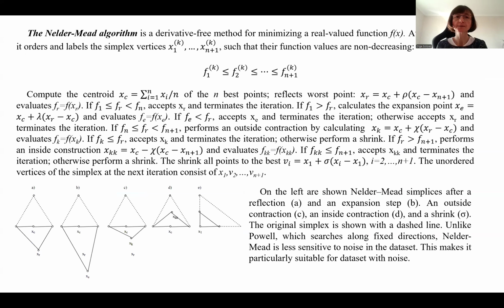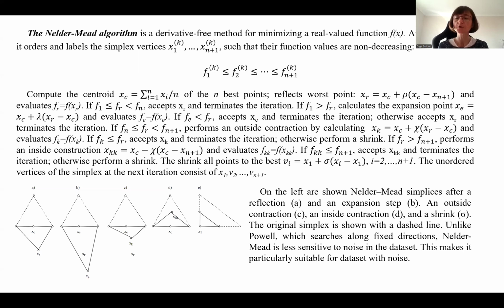Finally, the Nelder-Mead algorithm is a derivative-free method for minimizing a real-valued function. The method starts by ordering and labeling the simplex vertices such that the function values are non-decreasing. And then the algorithm finds the search direction using such steps as reflection, expansion, outside contraction or inside contraction, and finally shrink.